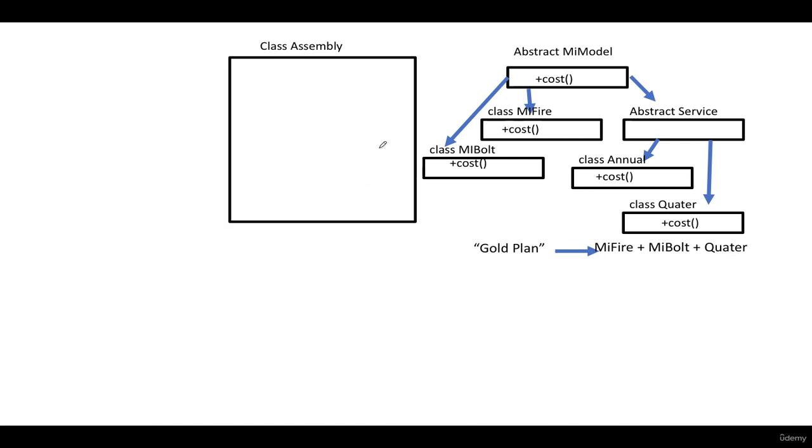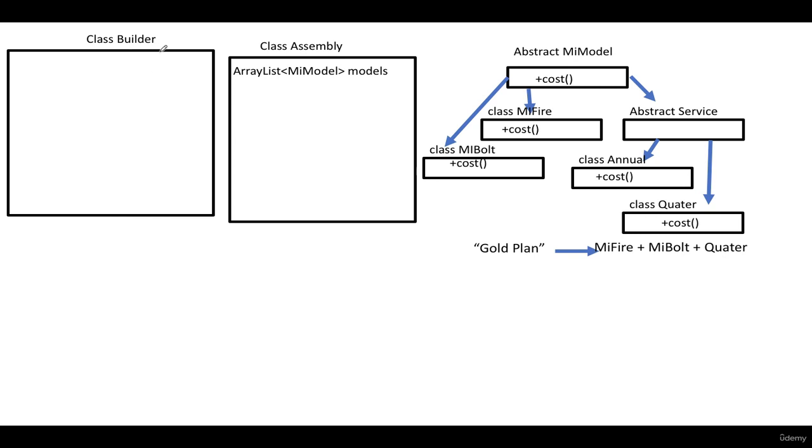So for this purpose we create another class which is an assembly class, and in this class we create an array list. This is an array list of Mi Model, that is the top level abstract class that we have. So we create the array list of Mi Model, and this is my models. In this builder class we can create multiple instances and we can combine them. That's why we are using the array list here. This is my builder class. So this is the main class of this design pattern, and in this class we actually create the complex object structures.